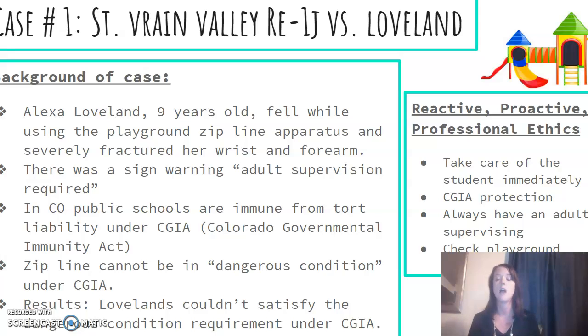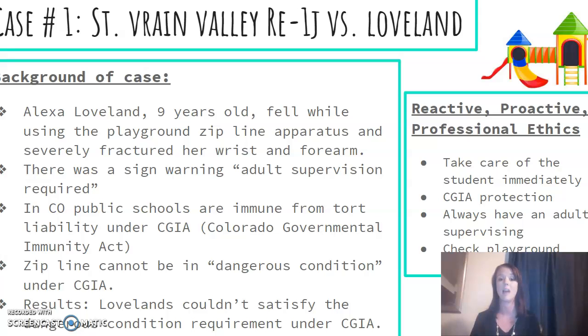So as far as a reactive response to this, I think first and foremost, any staff in the area need to immediately take care of the student who's injured and contact the parents about what happened. To be more proactive, I mean, again, just knowing that the CGIA protects public schools from tort liability is important as an administrator. Even though there is a sign that says adult supervision is required, I think for something like a playground, especially a zip line, you should just always have an adult supervising and being proactive for that. And then just checking generally the playground for safety.